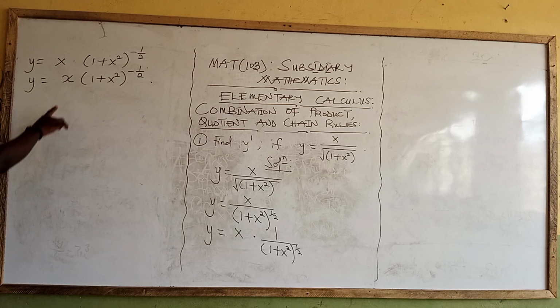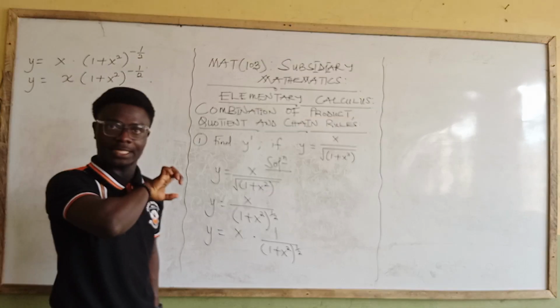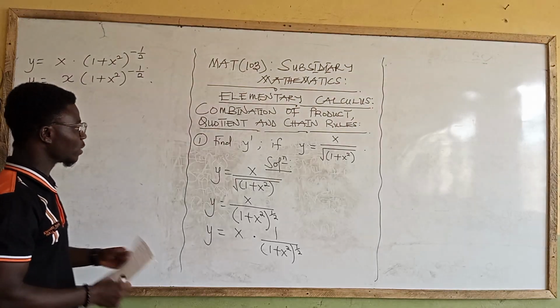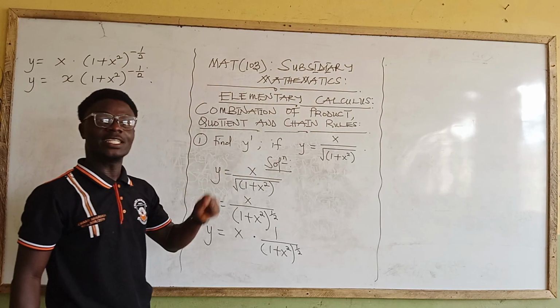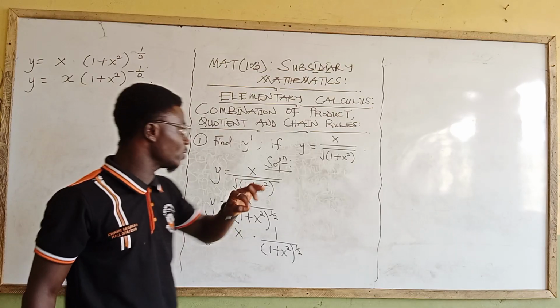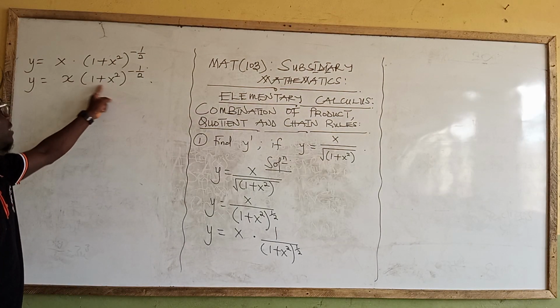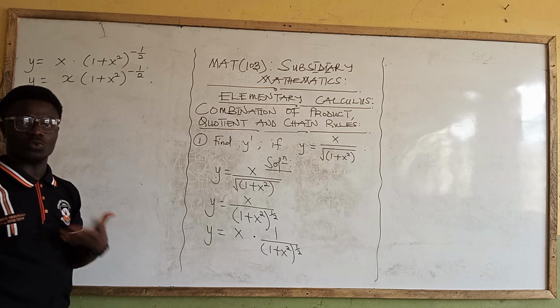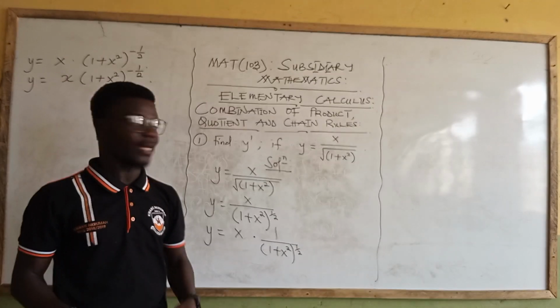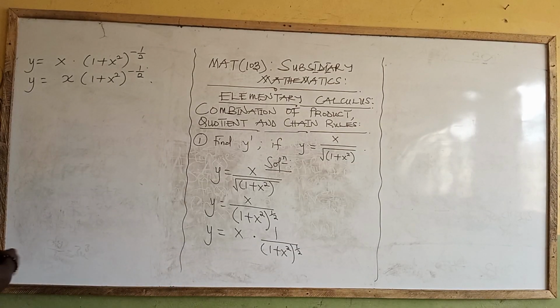Now, this is not a constant because it's x, right? And we are differentiating what? y prime, which means we are finding dy over dx. We are differentiating y with respect to what? x, so it's not a constant. And our expression inside the bracket too is not a constant, right? So now, how best can we solve this?